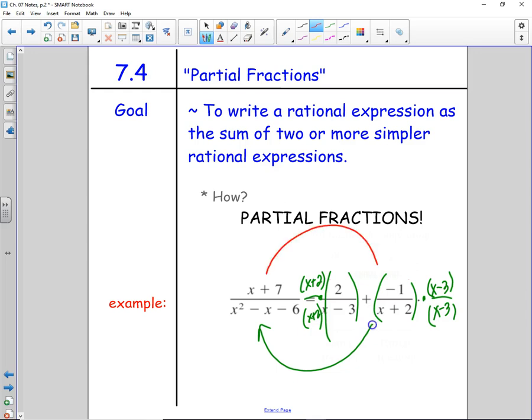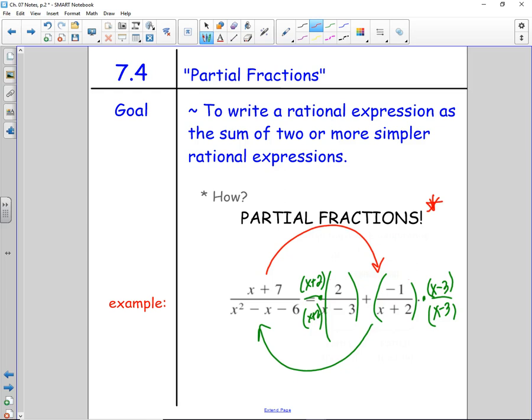We're going this direction. We're going from the answer to the question. We're going backwards from what we're used to doing. And so the way of doing that, we're going to have to learn how to do or how to make or how to form partial fractions.